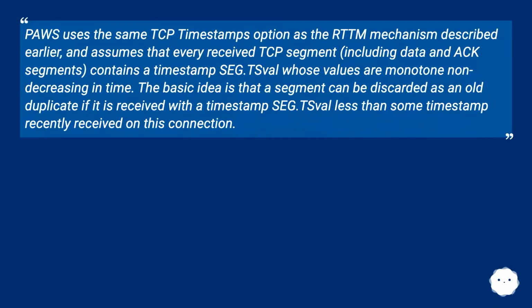PAWS uses the same TCP timestamps option as the RTTM mechanism described earlier, and assumes that every received TCP segment, including data and ACK segments, contains a timestamp SEG.TSval whose values are monotone non-decreasing in time. The basic idea is that a segment can be discarded as an old duplicate if it is received with a timestamp SEG.TSval less than some timestamp recently received on this connection.